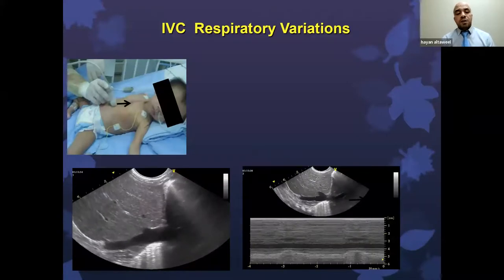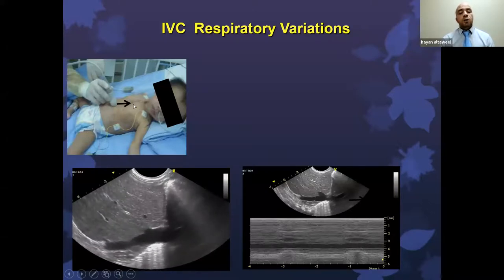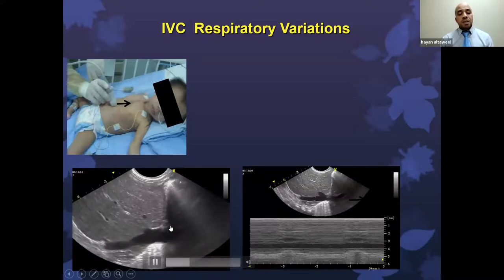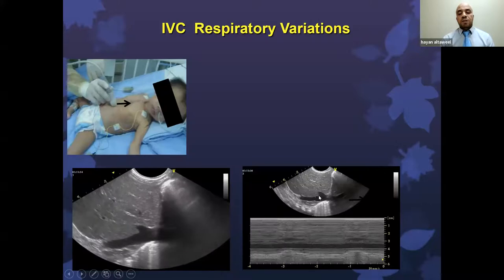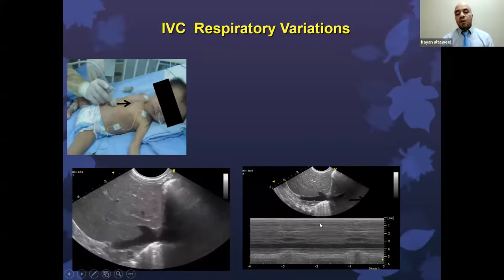How do we apply this? First, how to get the IVC, and then how to check the variability during inspiration. To check its diameter during inspiration and expiration, go to the subcostal area with your echo probe and direct the marker towards 12 o'clock, or the head of the patient. Then tilt your probe a little bit up until you get the connection between the IVC and the right atrium. Here is the IVC. You will add M mode just below the hepatic vein. This is the hepatic vein and this is the IVC. You will have this view.